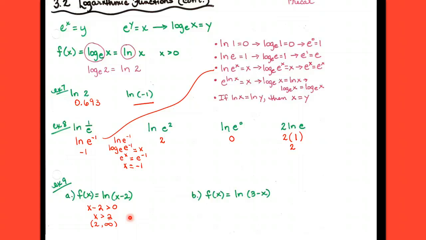All right, look at the next one. For the next one, I have the natural log of 3 minus x. And again, they want the domain. So what am I going to do? Why would I do that?